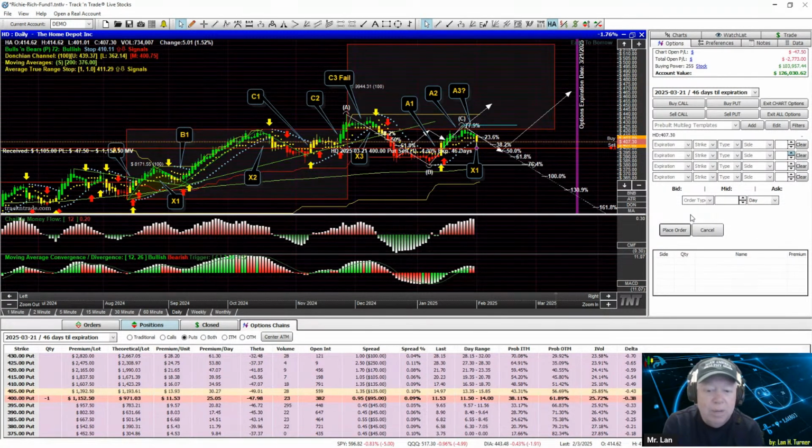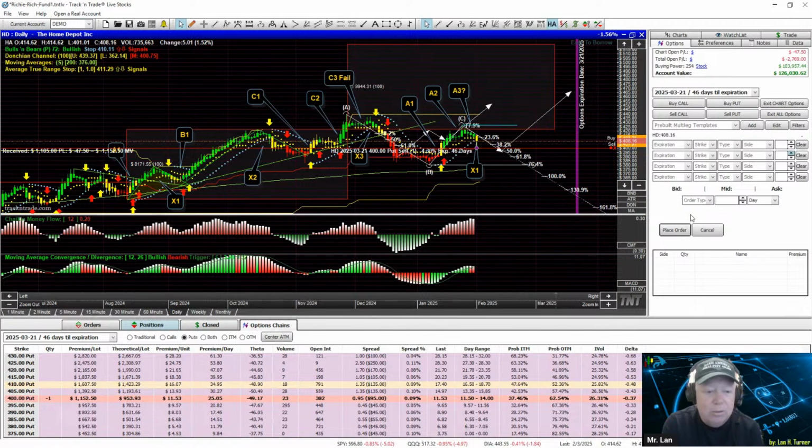We just bought that baby. That was stupid. Look at the spread on that thing, $135. Man alive.